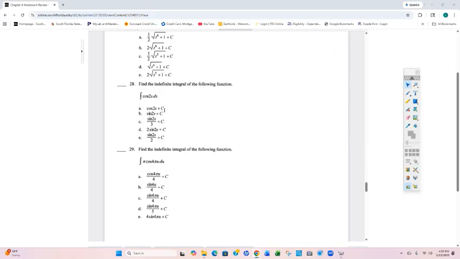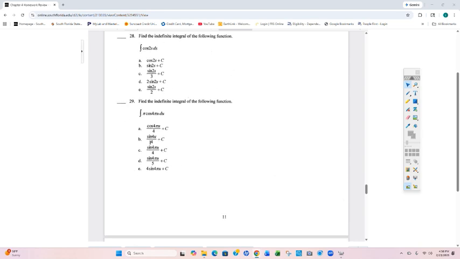A, cosine 2s plus c. B, sine 2s plus c. C is a fraction. The numerator is sine 2s, the denominator is 3, and there's a plus c on the end. D, 2 sine 2s plus c. E is a fraction. Sine 2s is in the numerator, 2 is in the denominator, and there's a plus c on the end. Number 28, the answer is E.